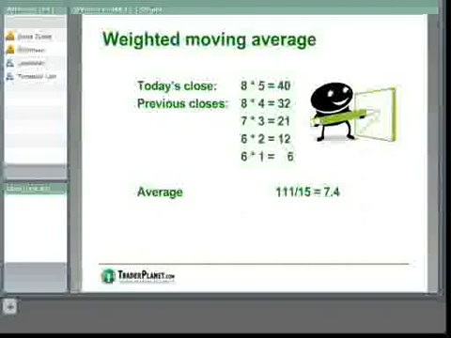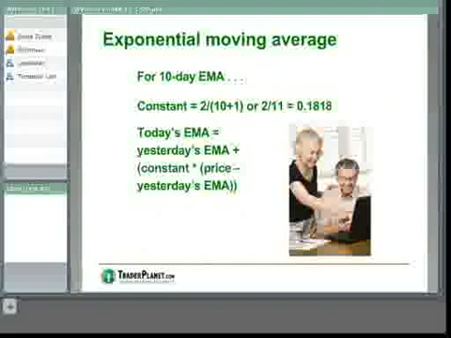Then there's the exponential moving average, similar to the weighted moving average in some ways, but it involves a constant. While the simple and weighted moving averages drop off the oldest price as they move out of the time window, the EMA includes all prices, but with an obvious weighting to the more current price. The calculation to determine the constant is shown on the screen for a 10-day EMA period.